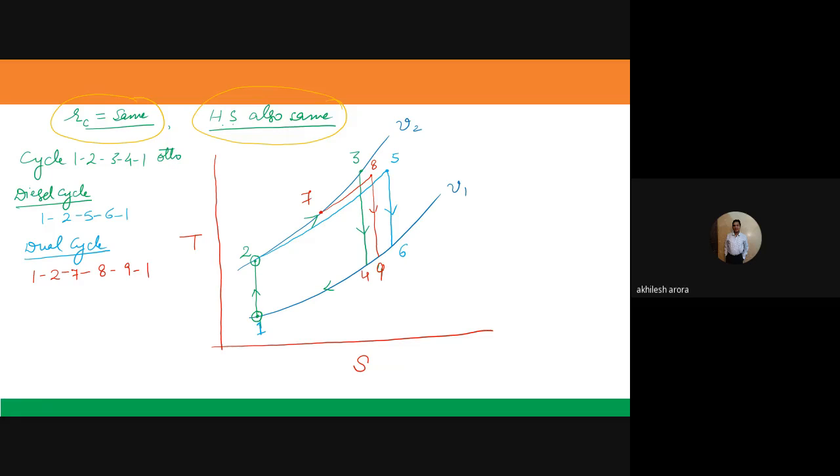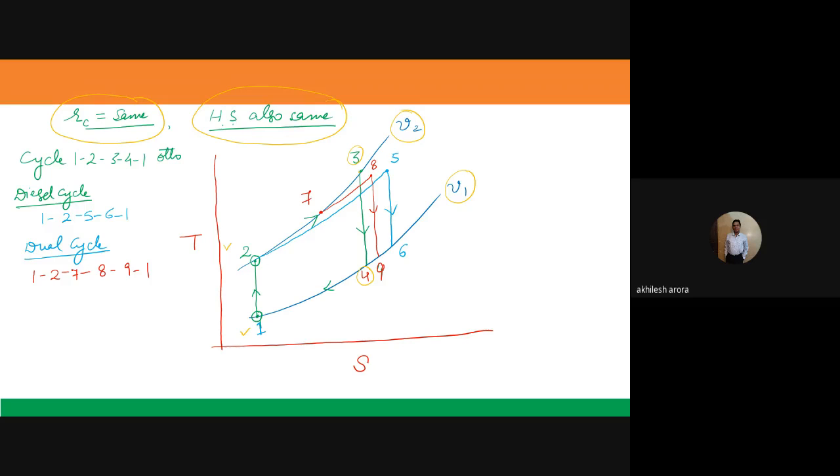First of all, I have drawn two constant volume lines to represent V1 and V2. So this is 1, 2. I go up to point number 3 here, and then come to this point number 4. Now I know which areas are representing the heat supplied.